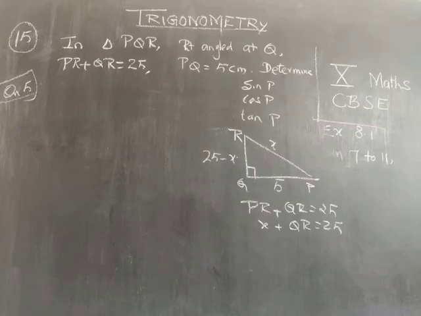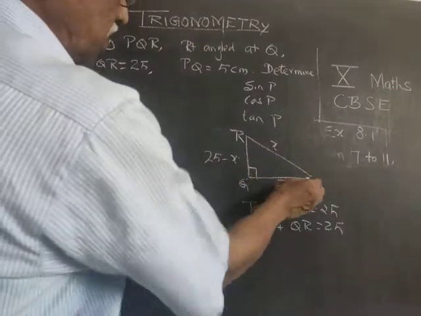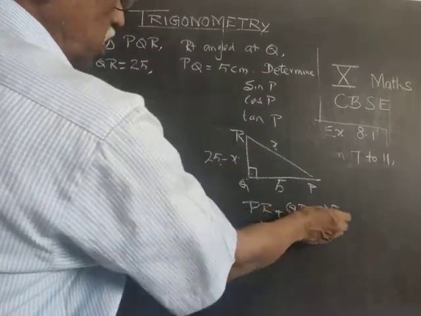The next problem is triangle PQR, which is right-angled at Q. PR plus QR equals 25, and PQ equals 5 cm. Determine sin P, cos P, tan P. You draw a right triangle PQR, right angle at Q. PQ is given as 5. The other two sides add up: PR plus QR equals 25.